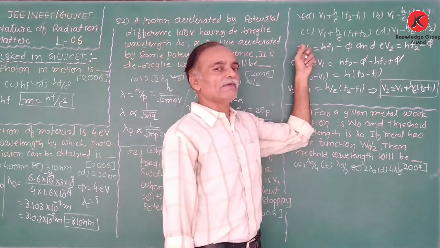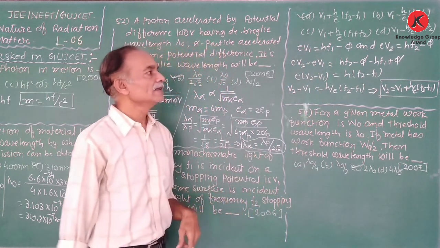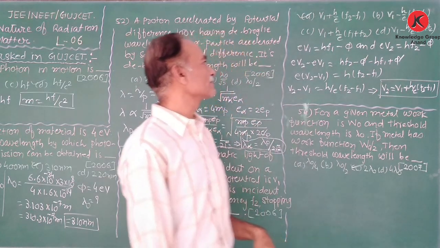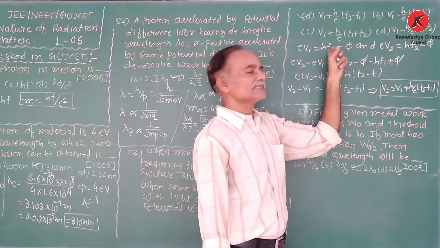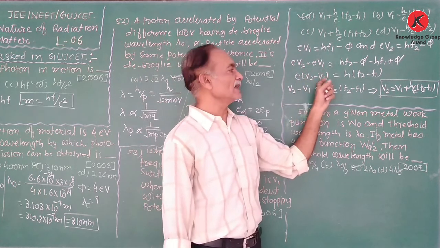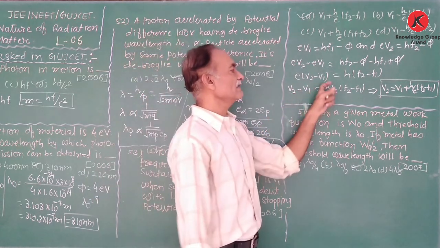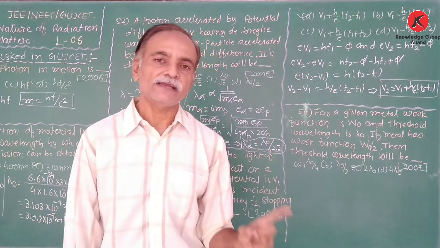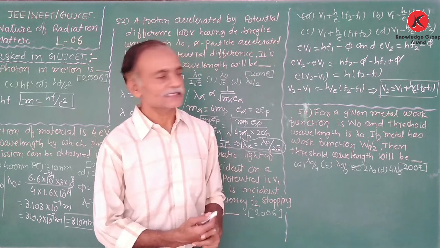We are using this concept. For frequency f1, the stopping potential is V1. Therefore, eV1 is equal to hf1 minus phi, and for frequency f2, the stopping potential is V2. Therefore, eV2 is equal to hf2 minus phi. Take the subtraction of these two equations: eV2 minus eV1 is equal to hf2 minus phi minus hf1 plus phi, and phi is cancelled. Therefore, on this side e is common, V2 minus V1, and on the other side h is common, f2 minus f1. Therefore, V2 minus V1 is equal to h upon e, f2 minus f1. Therefore, V2, the stopping potential when frequency f2 is incident, is V1 plus h upon e, f2 minus f1.